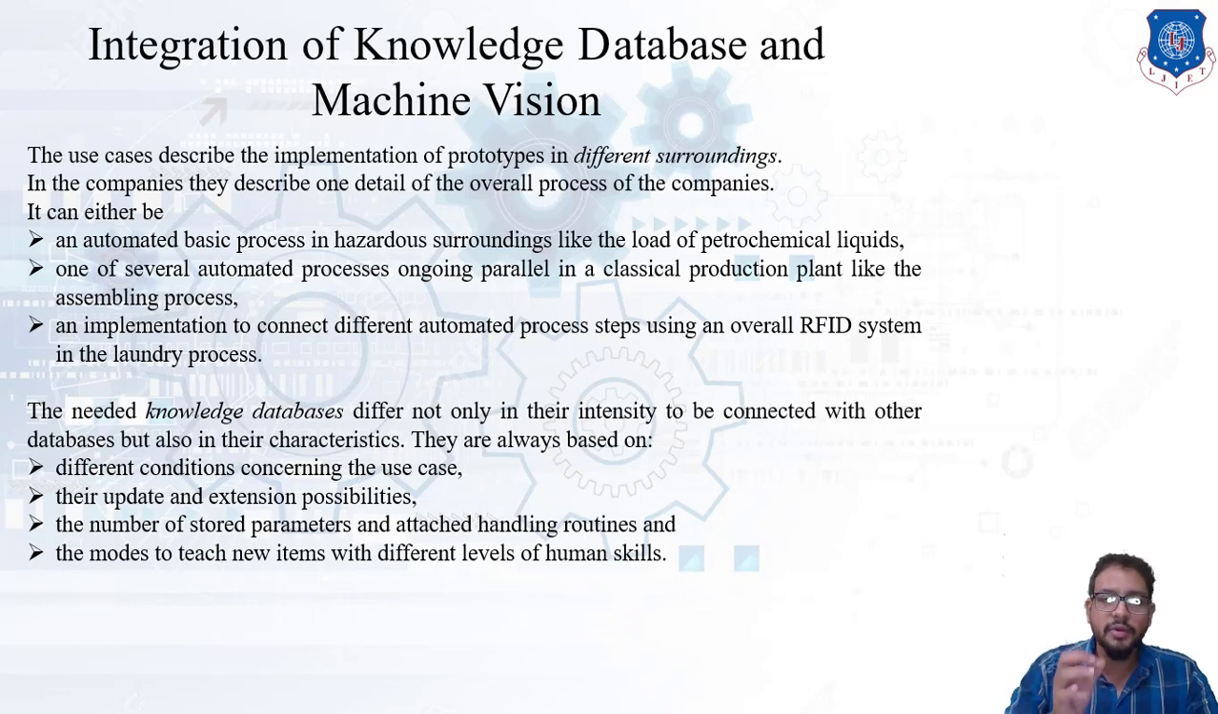It can be either an automated basic process in a hazardous surrounding, like a load of petrochemical liquids in a cylinder or in a container. Then, one of several automated processes ongoing in parallel in a classical production plant, like an assembly process. And the third case is an implementation to connect different automated process steps using an overall RFID system, that is radio frequency identification system, in a laundry process. Laundry, we know, is a dry cleaning process. So in that process, how can we achieve or integrate our knowledge database and a machine vision.